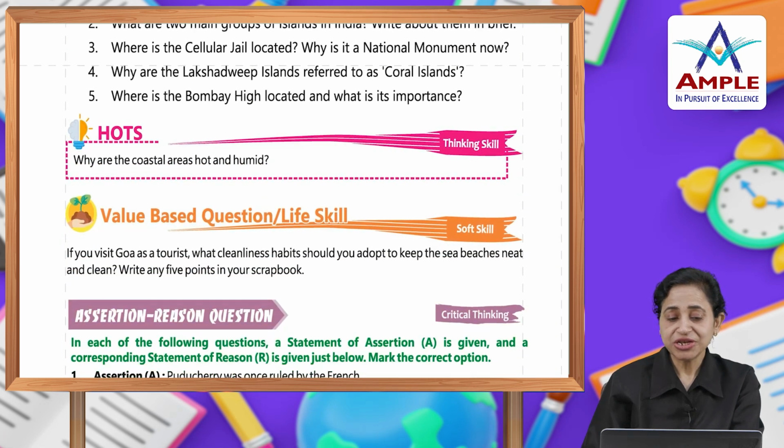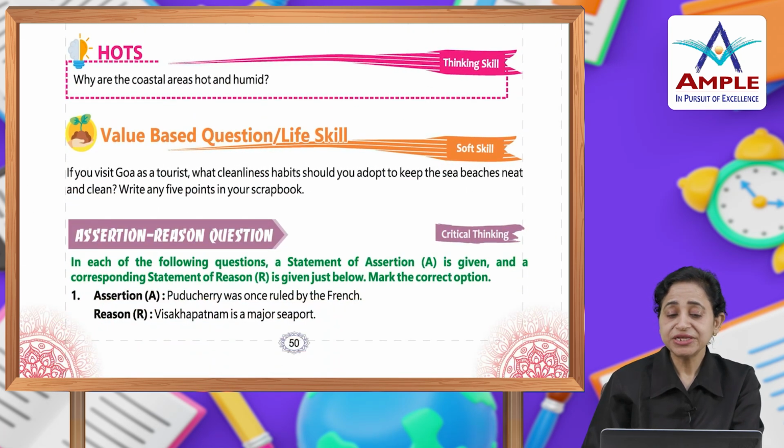Okay, in detail. HOTS: why are the coastal areas hot and humid? Value based question and life skill: if you visit Goa as a tourist, what cleanliness habits should you adopt to keep the sea beaches neat and clean? Write any 5 points in your scrapbook. Assertion, reason question: in each of the following questions, a statement of assertion A is given and a corresponding statement of reason R is given just below. Mark the correct option. Okay.